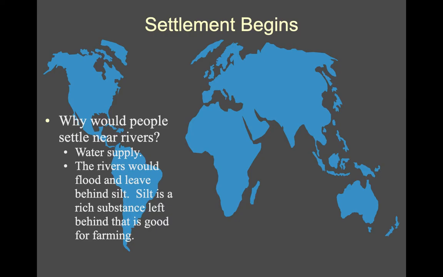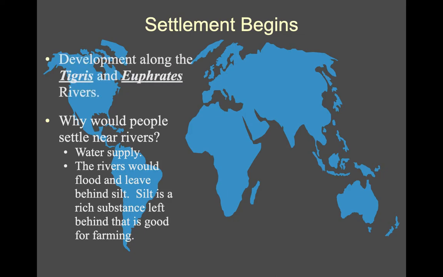food. But a lot of times, what we see with these rivers is that these rivers would flood. And when they would flood, they would leave behind silt. Silt is basically a substance that's left behind that comes from the dirt from the river that is filled with nutrients. And when the river floods over an area of land, that silt is left behind, and this makes for extremely good farming.